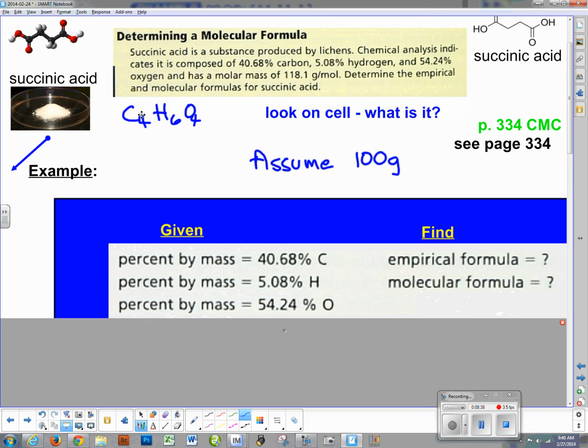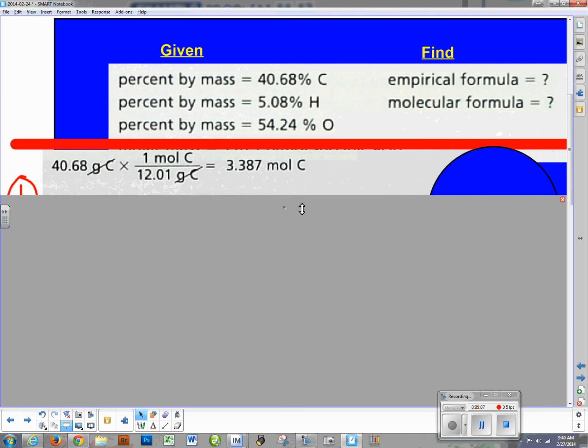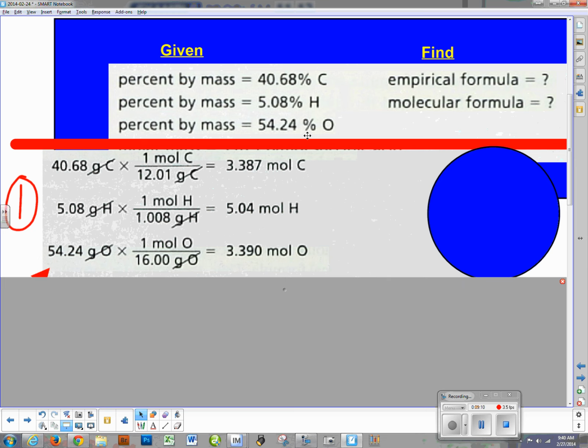Now, let's look at the percentage. The percent says up here that we have carbon. So here's carbon. The percent of 100 grams would be 40.68, would it not? Yeah. Okay. And the percent of 5.08 would turn into grams as well. And so as we're going back through this and looking at it, we're going to change all of these guys into grams.